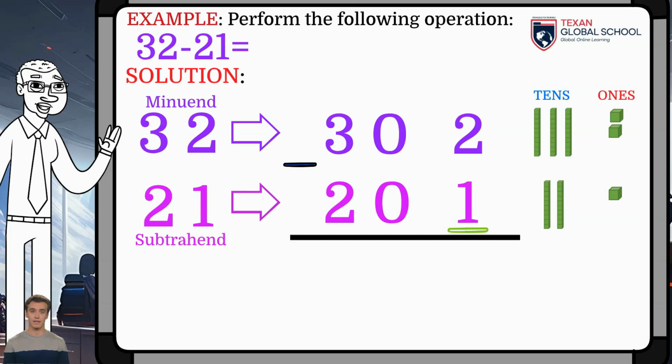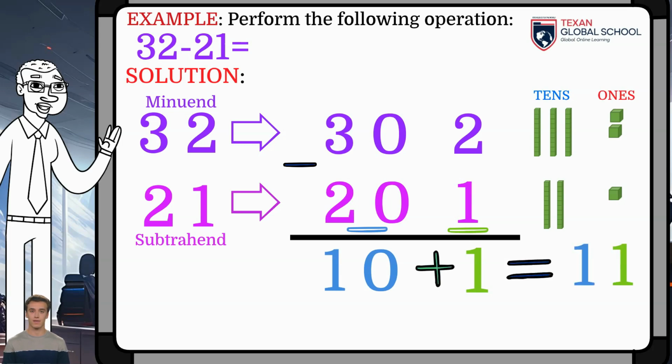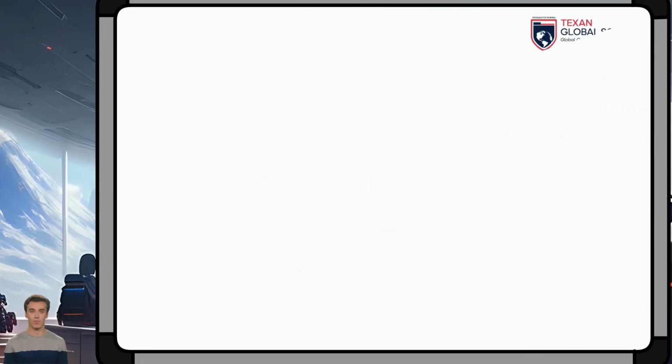Now, subtract each column. Subtract ones and tens. 2 minus 1 is 1. And 30 minus 20 is 10. Finally, add 10 plus 1, thus obtaining 11. The model shows the subtraction process. So, cross out the ones of the subtrahend and the same amount in the minuend. Cross out the tens of the subtrahend and the same amount of the minuend. The difference shows a 10 and a 1.